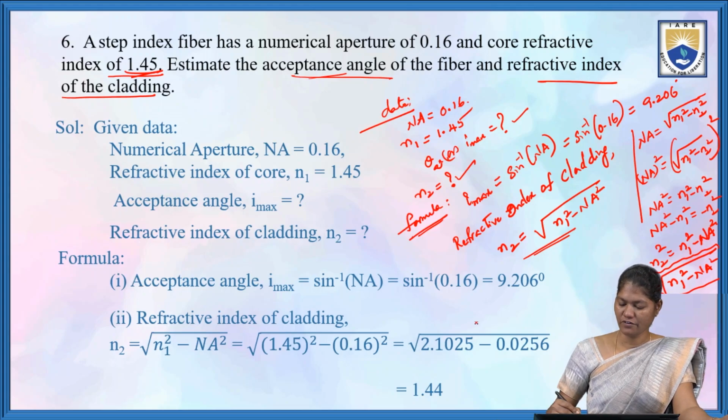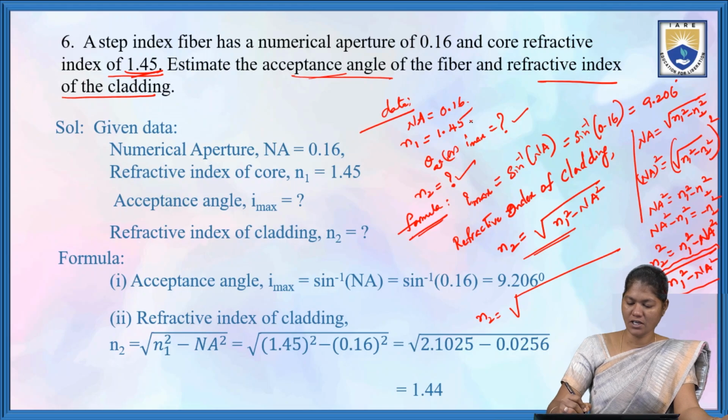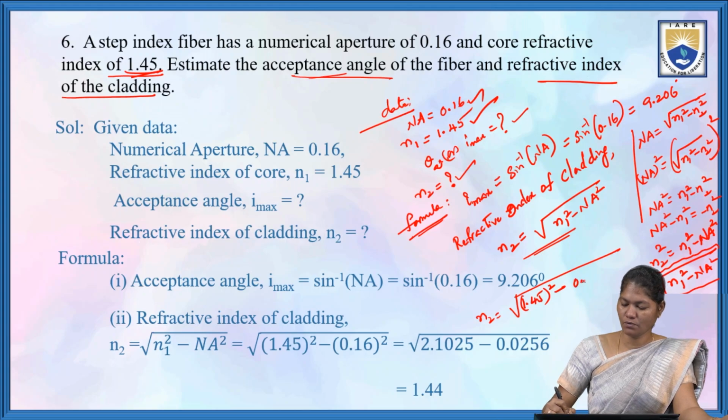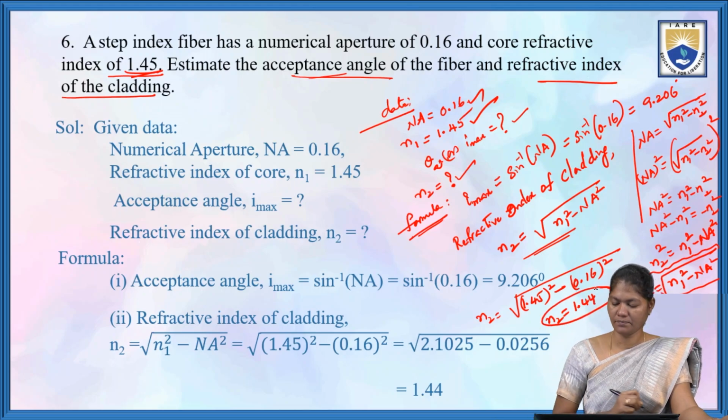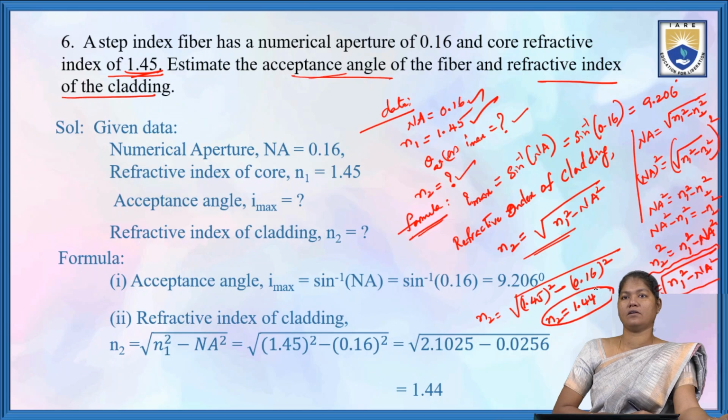So let's substitute the values. N2 is equal to root of N1, 1.45, whole square minus NA, 0.16, whole square. Calculating, we get 1.44, which is the cladding refractive index.